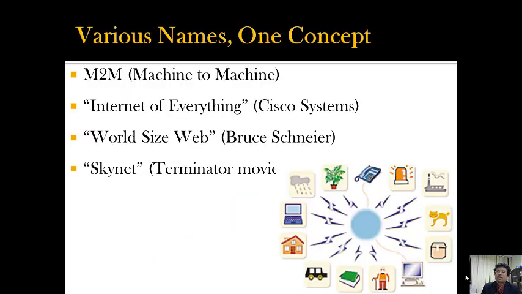So if you look at the various names, you can see everything conveys the same concept, whether it is machine to machine communication, Internet of Everything, World Size Web, Skynet, etc. Everything means the same. British entrepreneur Kevin Ashton first coined the term in 1999 while working at Auto ID Labs, originally called the Auto ID Center, referring to a global network of radio frequency identification connected objects.